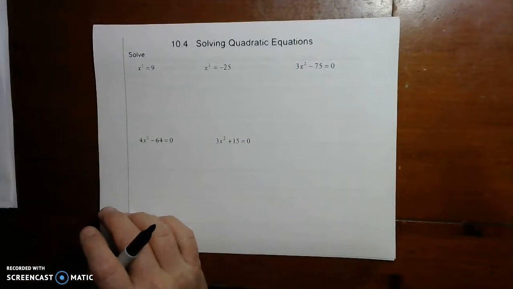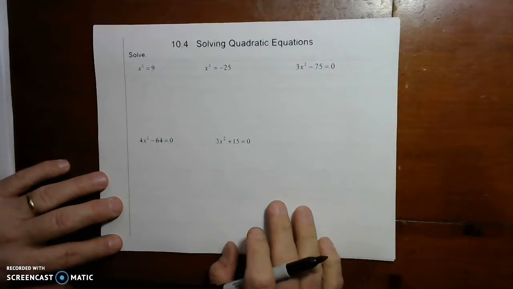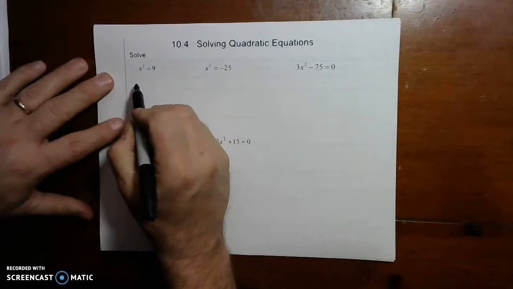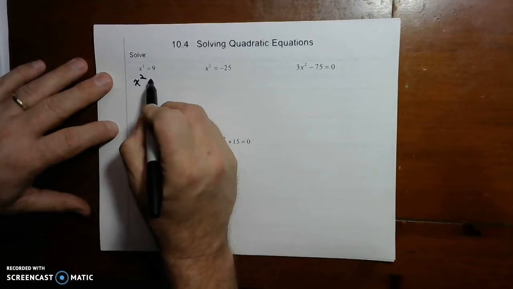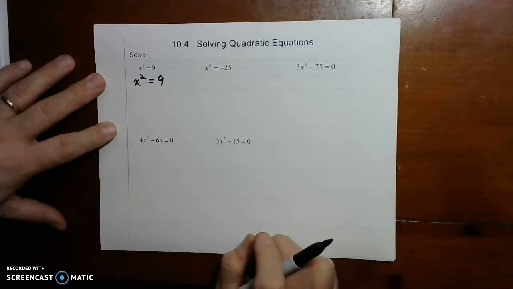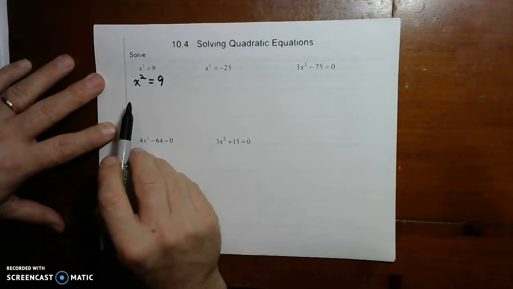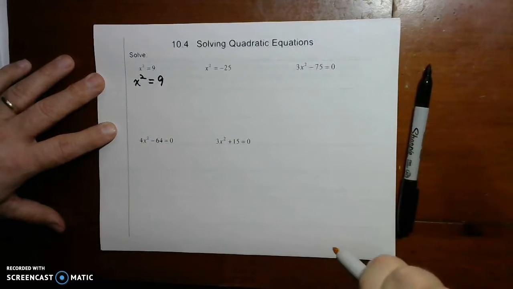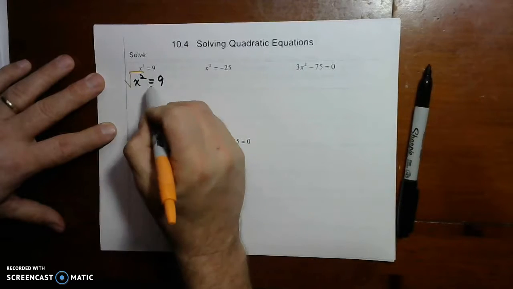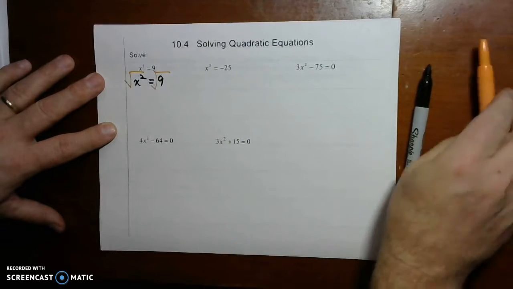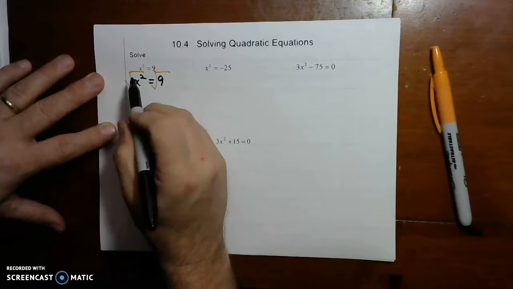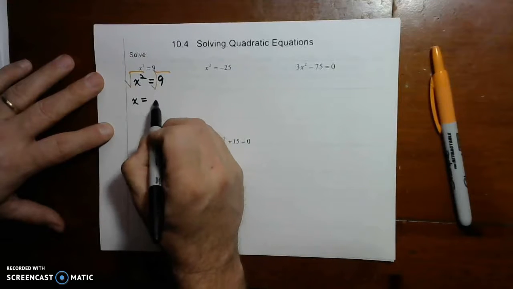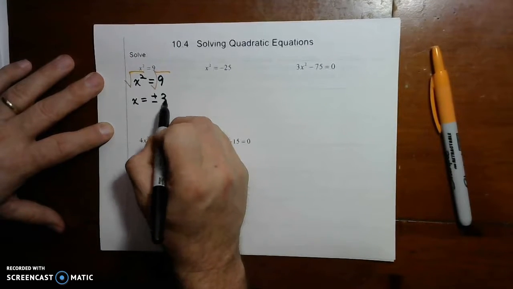Alright, so let's look at some examples of solving quadratic equations using square roots. Here we have the equation x to the second power equals 9. The first thing I notice is that the squared term is already isolated, so I just simply take the square root of both sides. The square root of x squared would just be x, and the square root of 9 would be positive or negative 3.